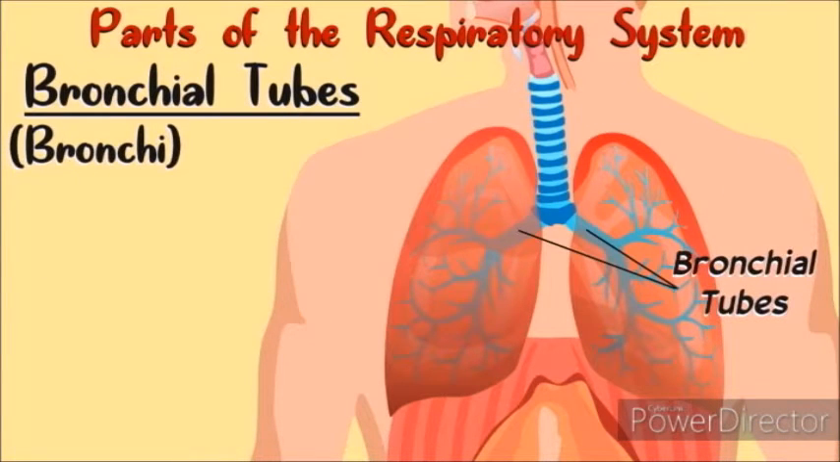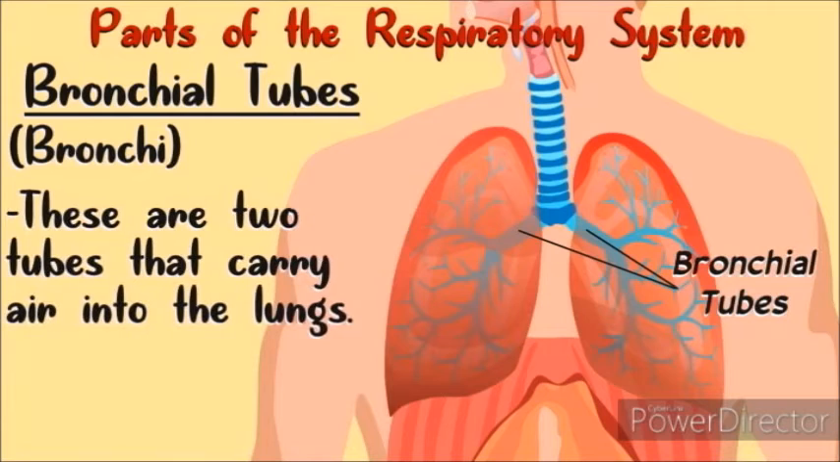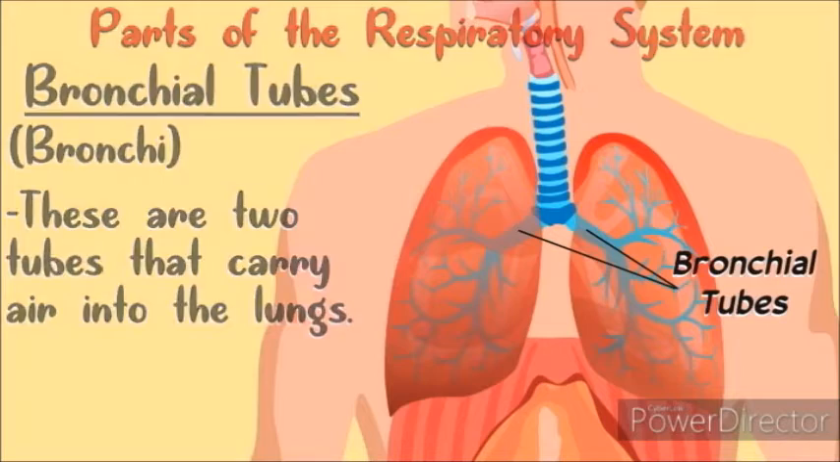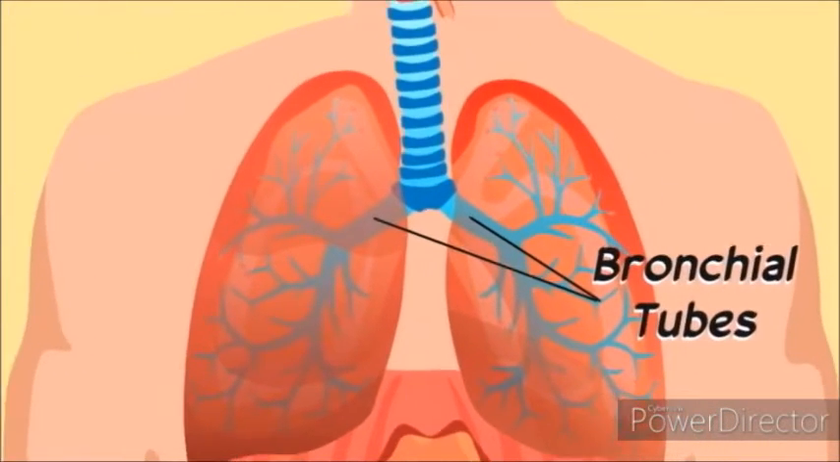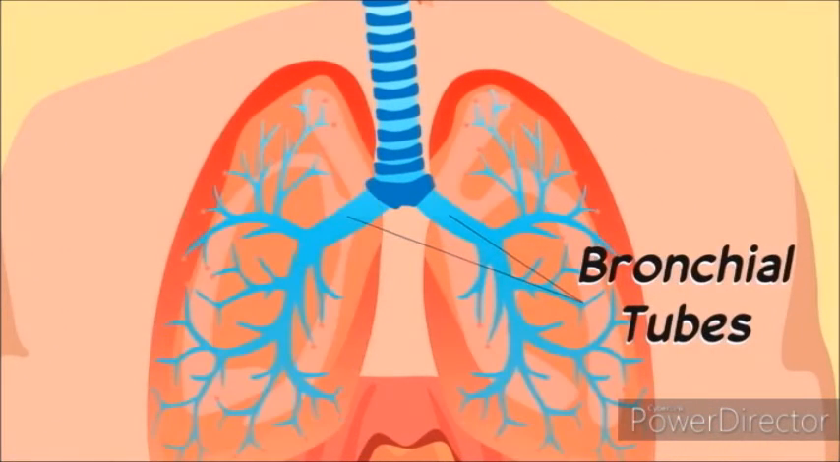These are the bronchial tubes. These two tubes carry air into the lungs. Bronchial tubes branch into even smaller tubes called bronchioles.